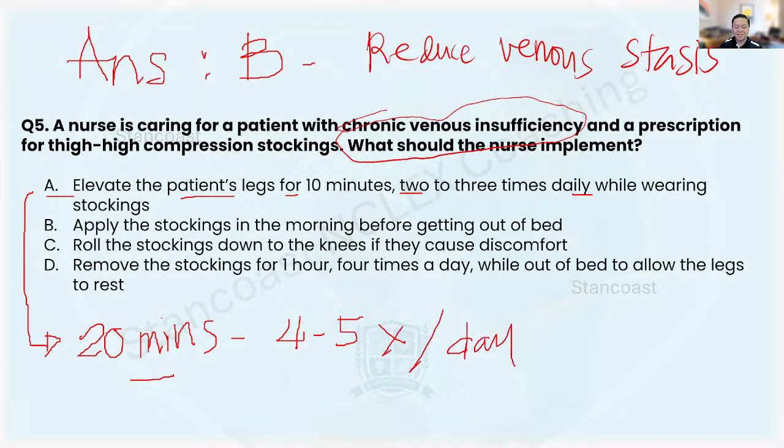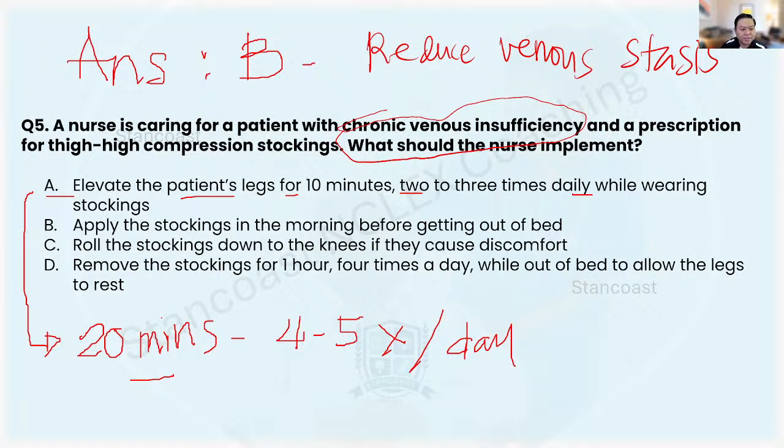This is according to the evidence-based practice. The elevation of the lower extremity should be done for 20 minutes and you can repeat this at least 4 to 5 times daily. All right. And of course, you have the stockings on around this time in order to facilitate the correct answer.